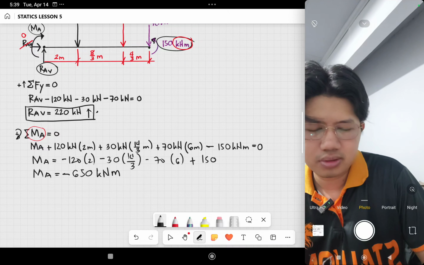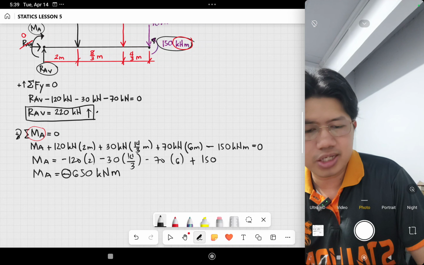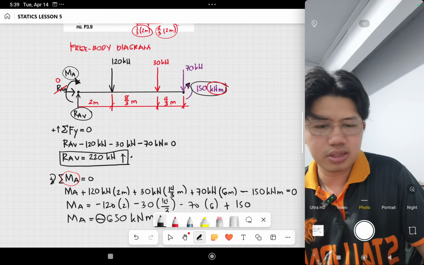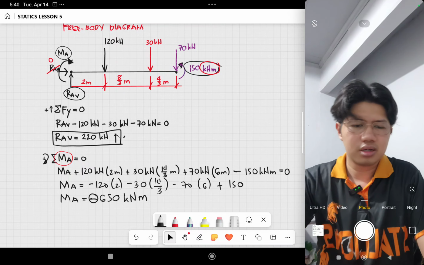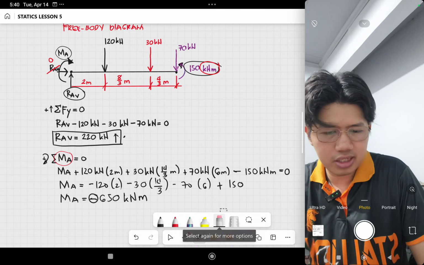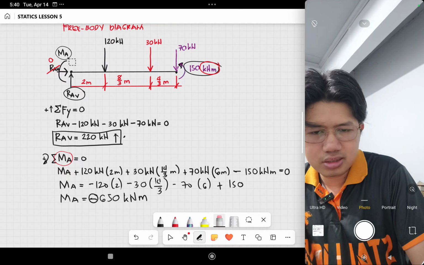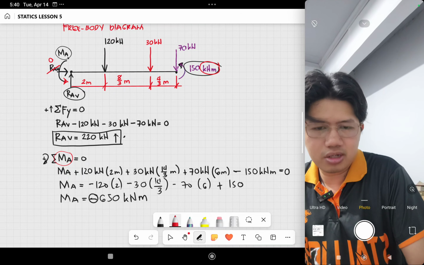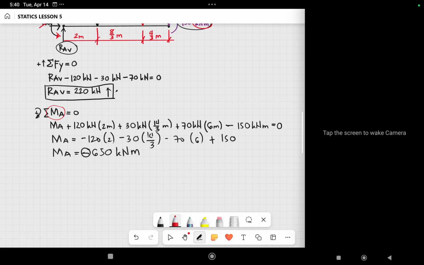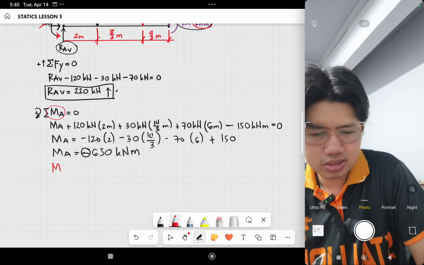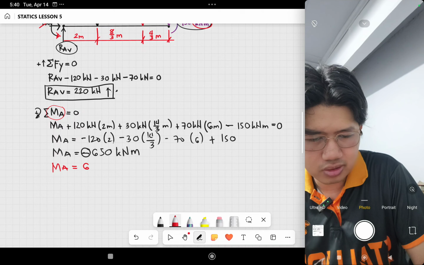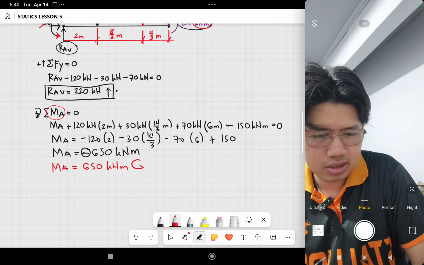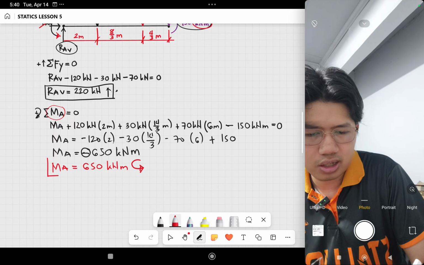Okay? So negative, ang ibig sabihin maling assumption ko. So, inassume ko siya as clockwise. Okay? So, ang tamang direction pala niya, correct direction is counterclockwise pala. So, para maging tama yan, we just write the correct direction. So, that is 650 kilonewton meter acting counterclockwise.